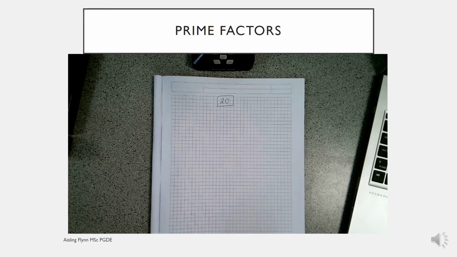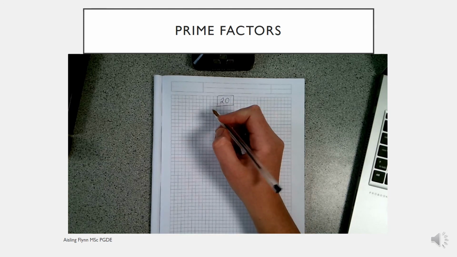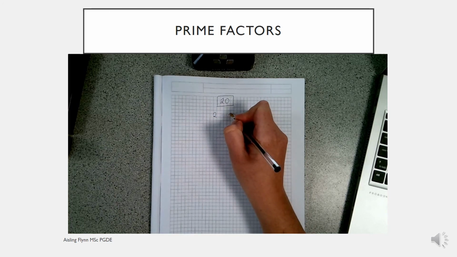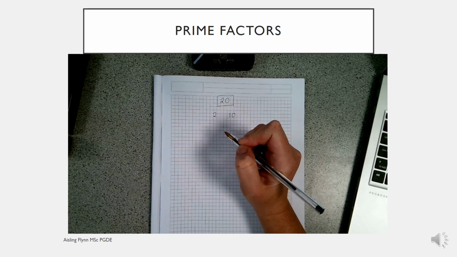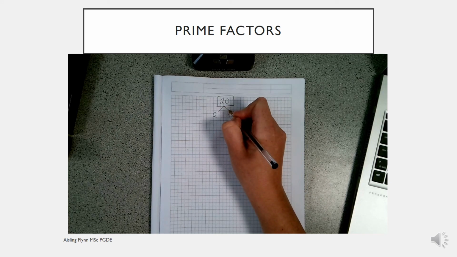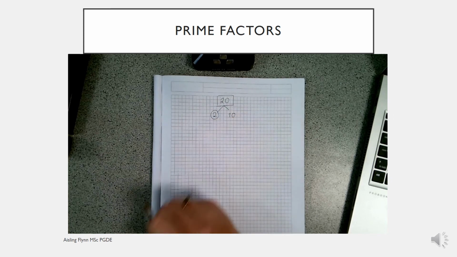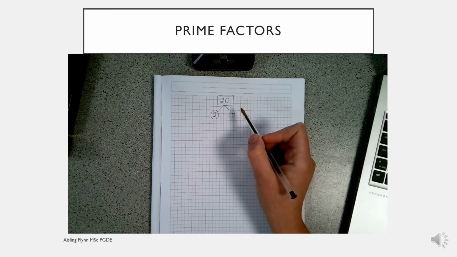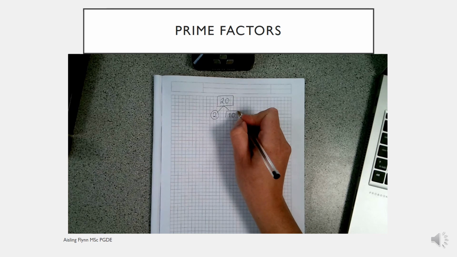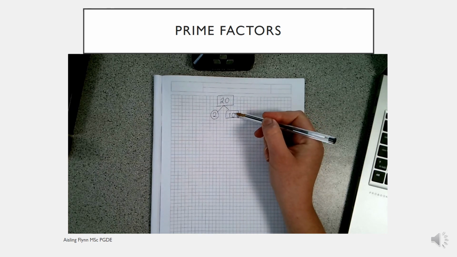Okay, so prime factors of 20. So we begin with the smallest prime number, and let's see, does it divide into 20? The smallest prime number is 2, so yes, it goes in 2 times 10. Okay, so 20 can be made from 2 times 10. I'm going to circle the prime number here, 2. Now, the 10 is not prime, it is composite, so I can break this down further.